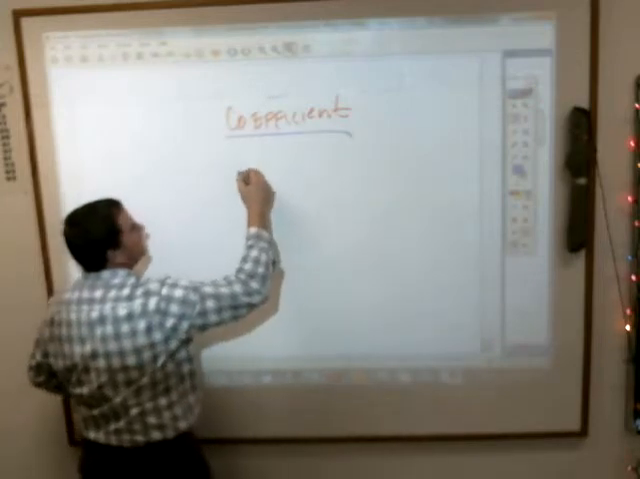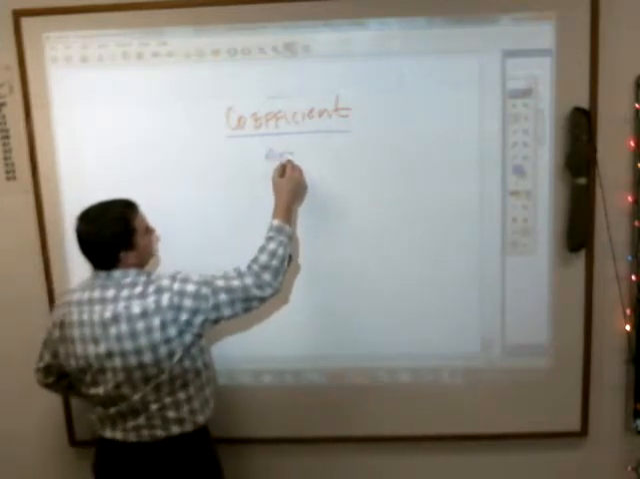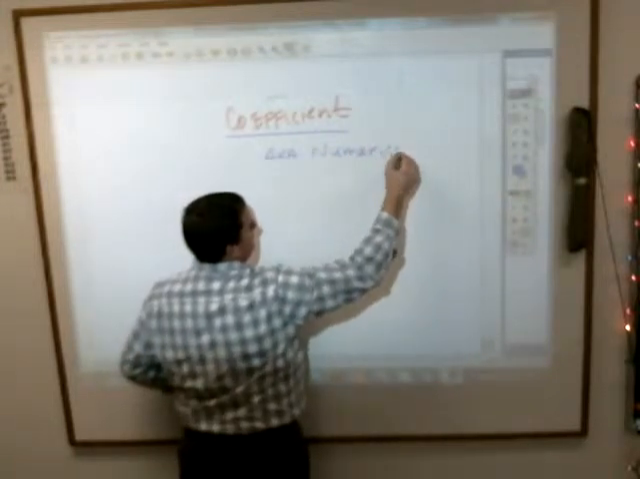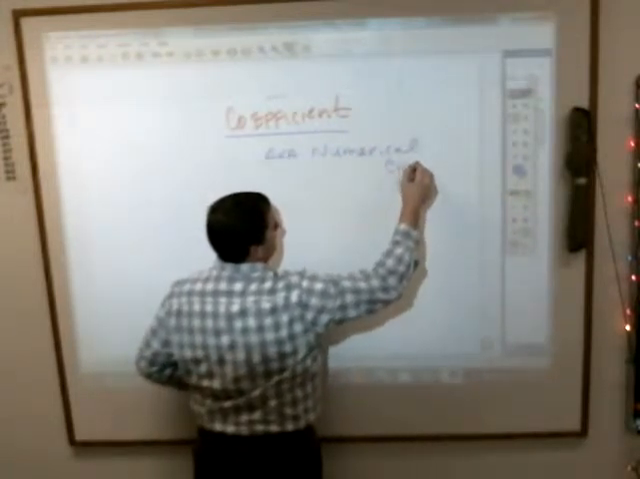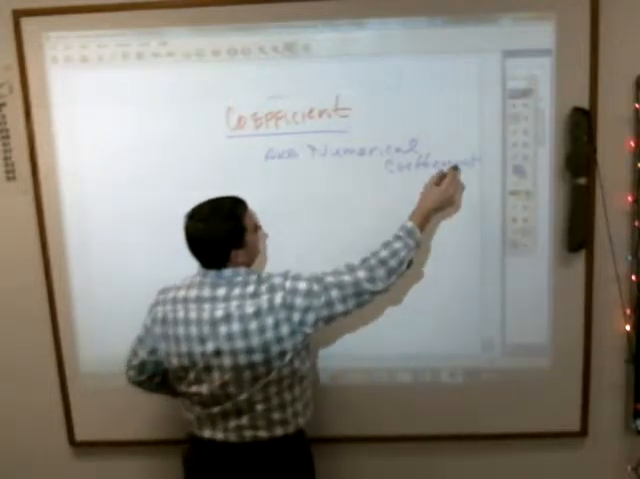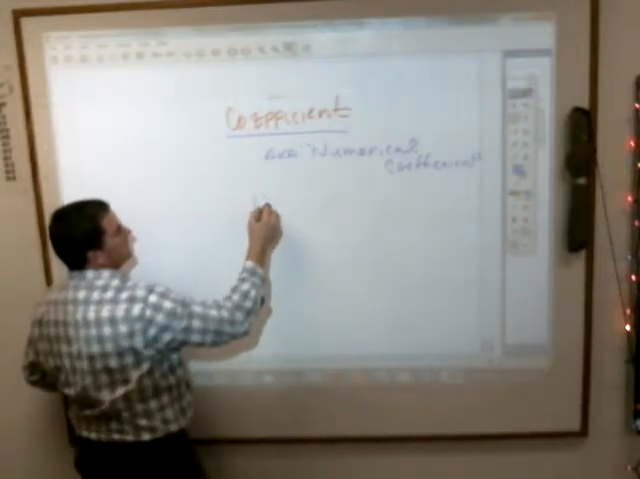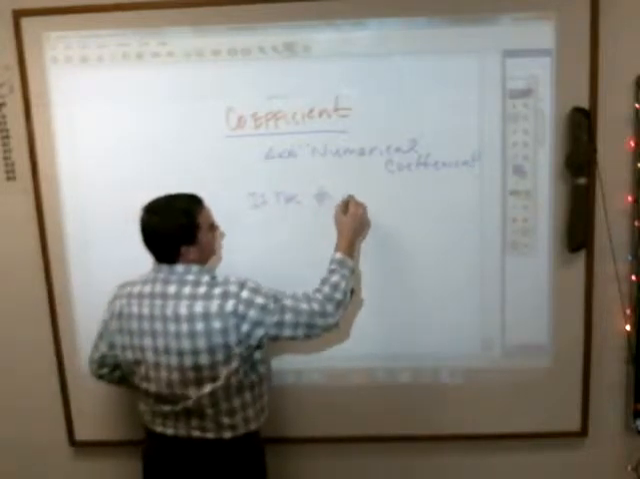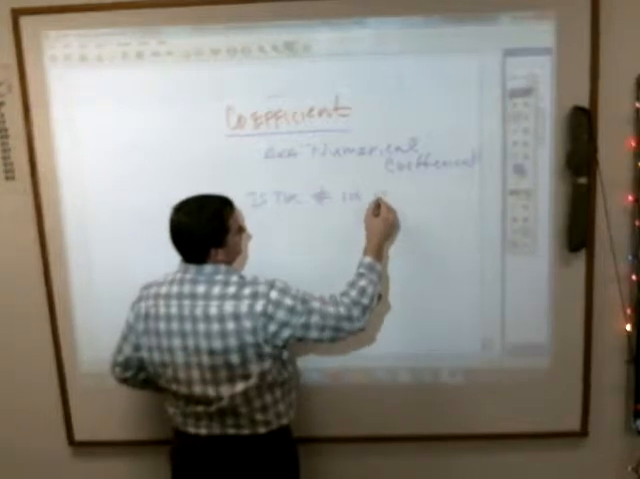Coefficient is simply also known as the numerical coefficient. But we don't like saying that because that's really long, so we just say the coefficient. And what it simply is, it is the number in front of a variable.